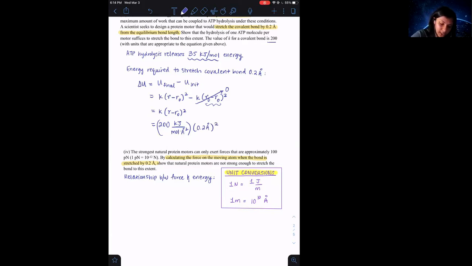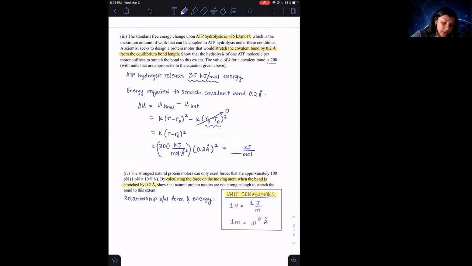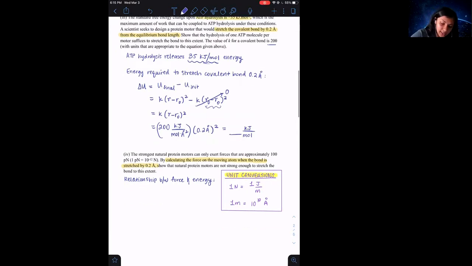The units are eventually going to cancel out, and then we get a value that is in units of kilojoules per mole. Since the energy of ATP hydrolysis is also given to us in kilojoules per mole, we can directly compare these energies, and we don't have to calculate the per molecule energy of either of them. Since this value turns out to be less than the total energy released by ATP hydrolysis, that means that a molecule of ATP is sufficient to stretch the covalent bond this distance. Okay.